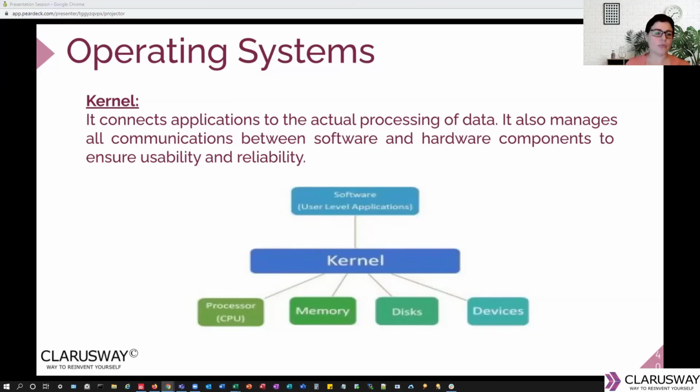And the kernel remains in memory until the operating system is shut down. The kernel is responsible for low-level tasks such as disk management, memory management, task management, and it provides an interface between the user and the hardware. And we kind of saw that in our display there.